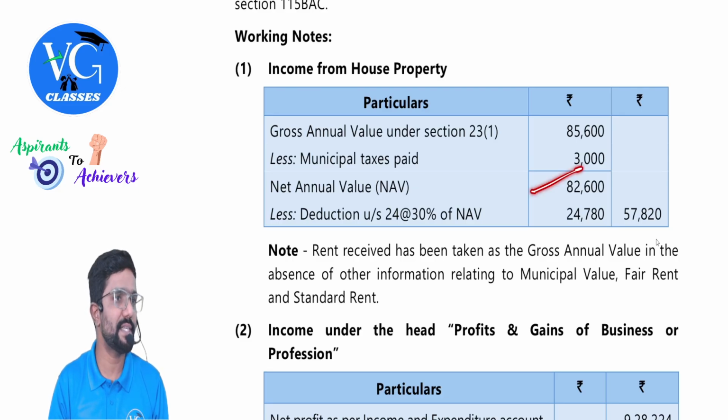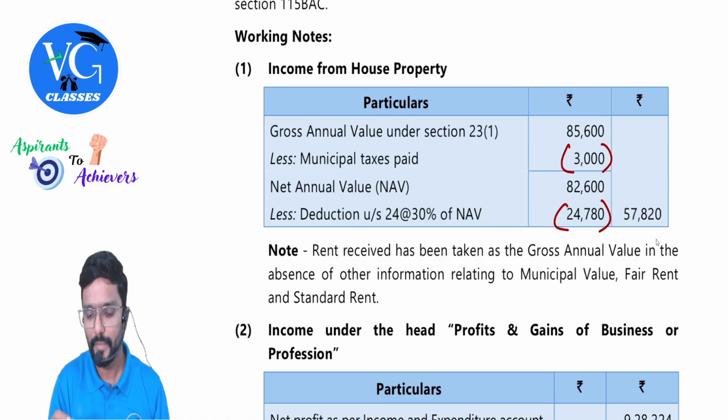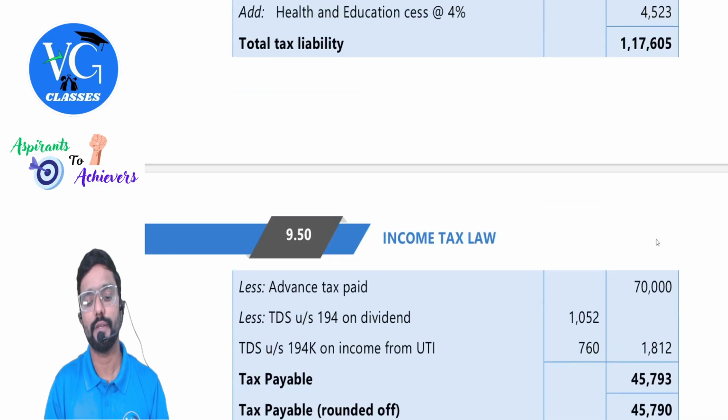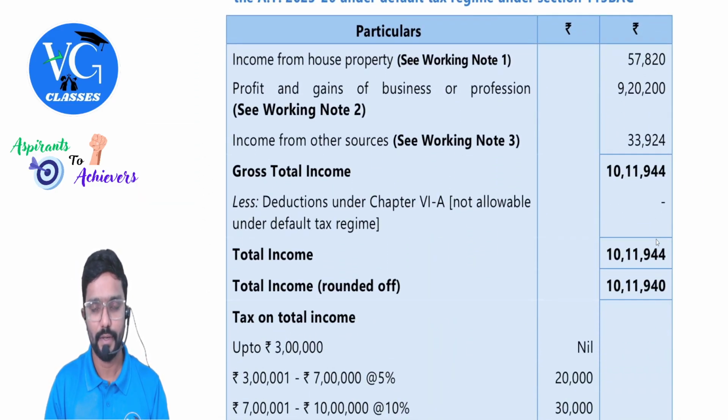Question is silent about interest. Give only 30% of NAV as a standard deduction, which comes to 24,780. So what is the remaining income from house property? 57,280. Oh, it's 57,280. Done.